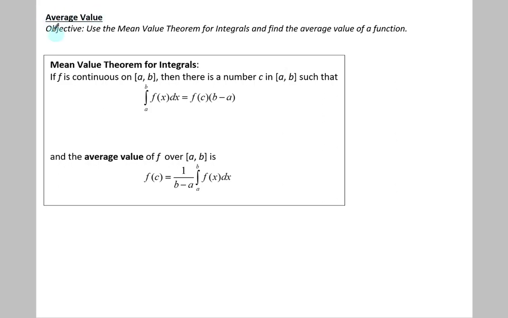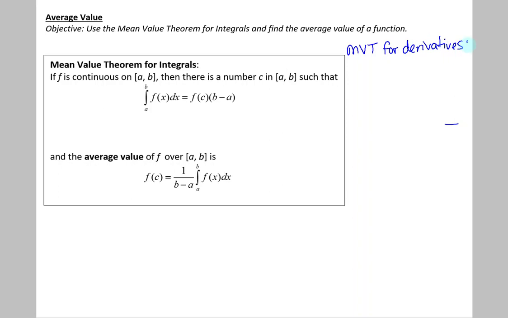Average value. Our objective is to use the mean value theorem for integrals and find the average value of a function. Mean value theorem for integrals. Let's start by recalling what is the mean value theorem for derivatives.